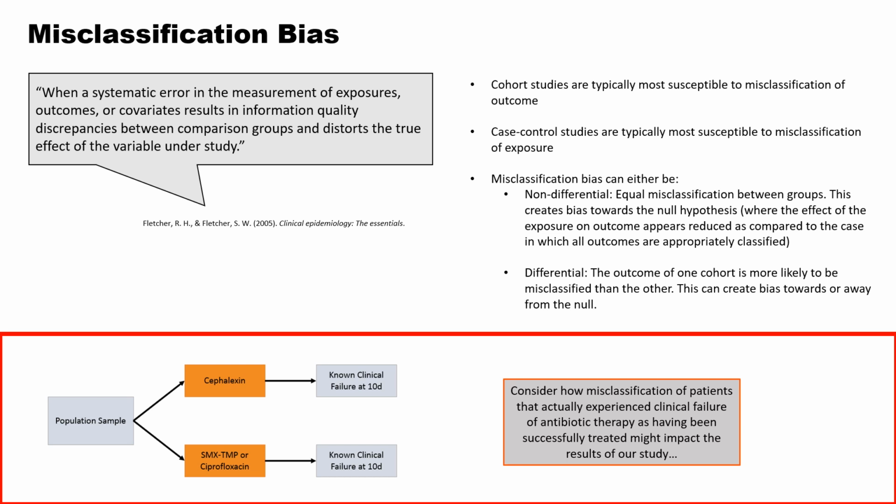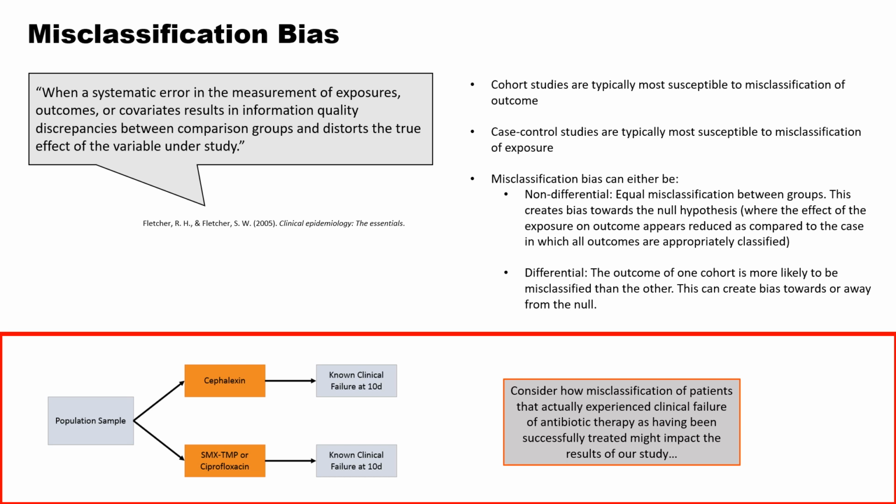In a case control study, it's just the opposite, in that they're typically most susceptible to misclassification of exposure rather than outcome. Additionally, recognize that misclassification bias can either be non-differential or differential. So non-differential bias is really referring to equal misclassification between groups. And so this is going to create what's called bias towards the null.